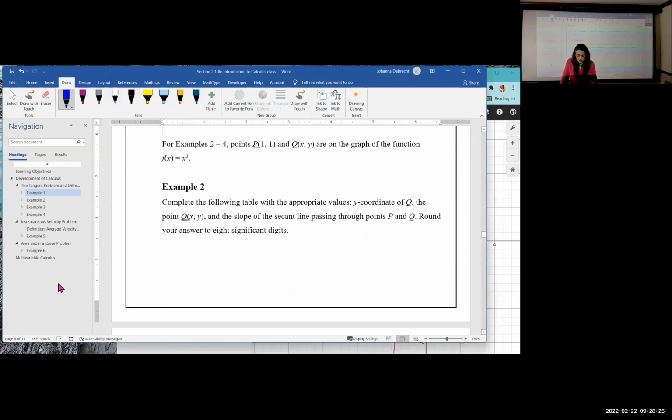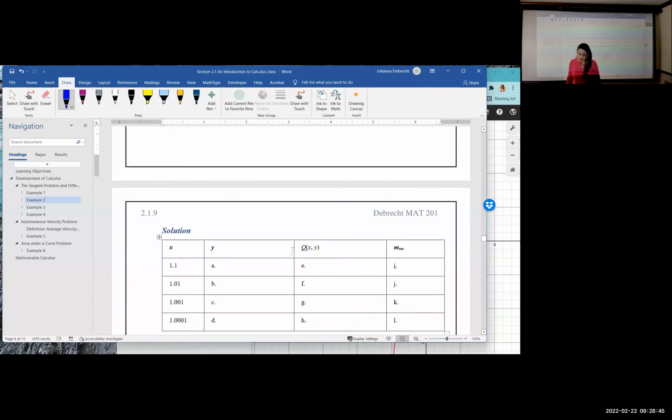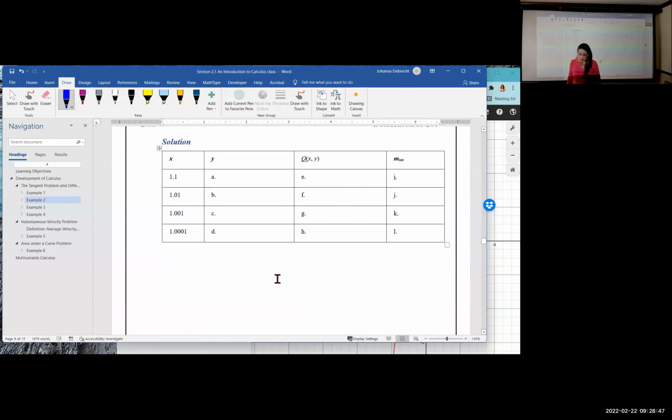All right. So the next thing we want to do is complete the following table with appropriate values for the y coordinate of Q and the slope of the secant line passing through the points P and Q. So our point P is 1, 1, and our Q is going to change. Now it says 8 significant digits. I think that's a little bit of overkill. I don't think we need to go that far out, but let's see what we come up with.